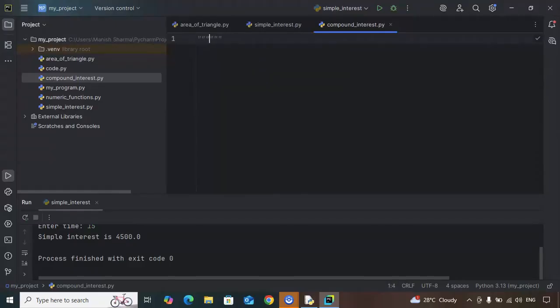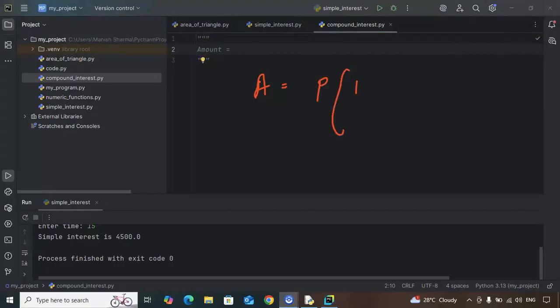So here also we have P as principal, R as rate, and T as time. So first we calculate the amount, right? How do you write the amount here? Amount is P, in the brackets 1 plus R by 100, to the power of T. This is the amount. And then after calculating the amount, the compound interest will be amount minus principal. Right? This is the formula for compound interest.